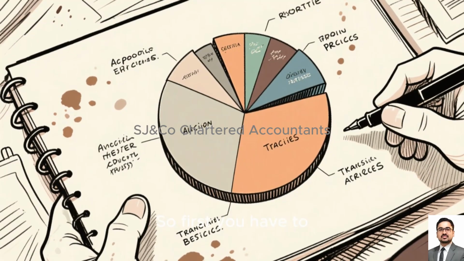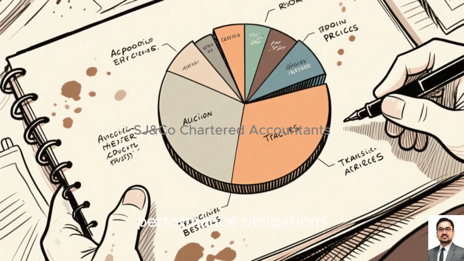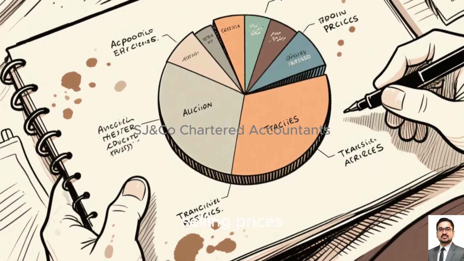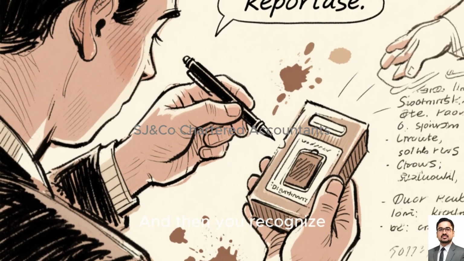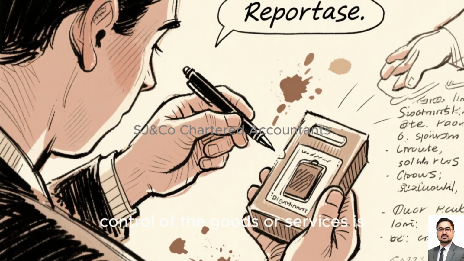So first you have to allocate the transaction price to the separate performance obligations in the contract in proportion to the standalone selling prices. And then you recognize the revenue when the control of the goods or services is transferred to the customer.